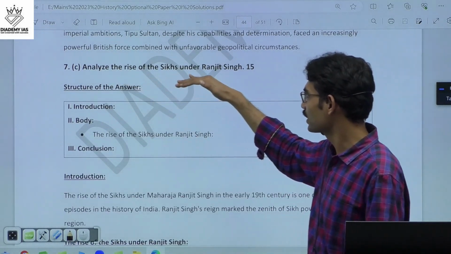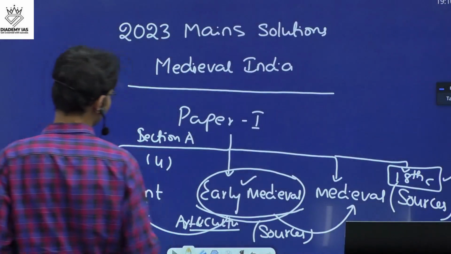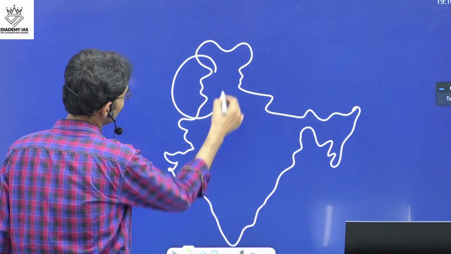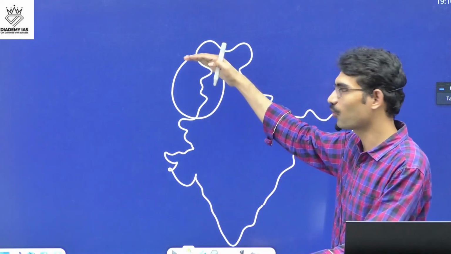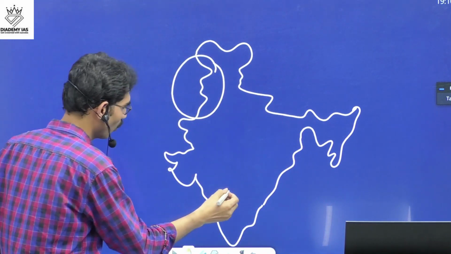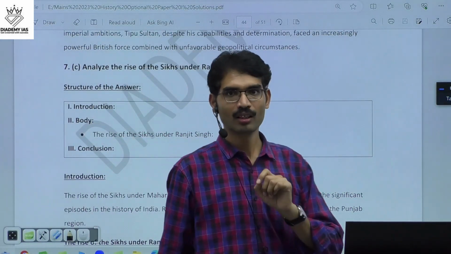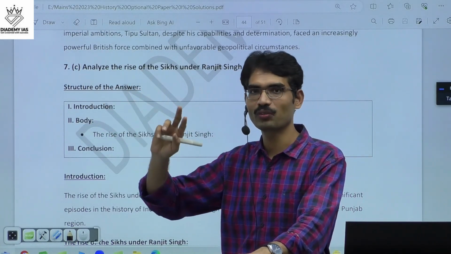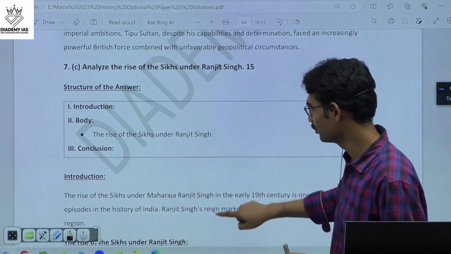Next, analyze the rise of the Sikhs under Ranjit Singh. It is also one of the straightforward ones. When it comes to the Sikhs, in the 1800s, the Sikh kingdom emerged under Ranjit Singh. Again, this is also an 18th century question. One is Tipu Sultan, another one is this one. It is one of the difficult aspects of the 18th century. You will find it in Bipin Chandra itself, but mostly you will not focus on this aspect. But from now onwards, be focused on these areas as well.